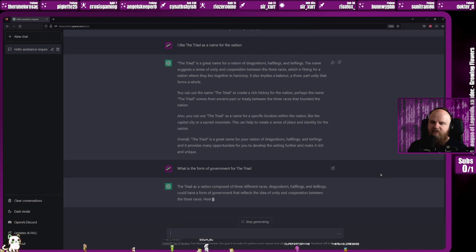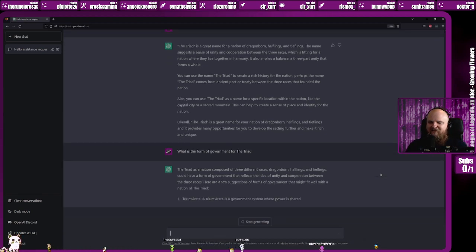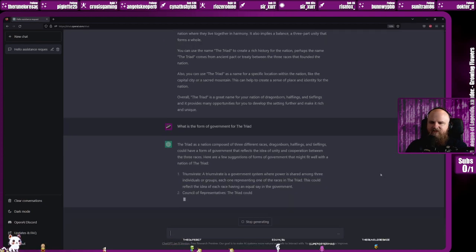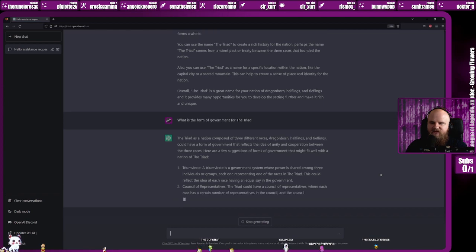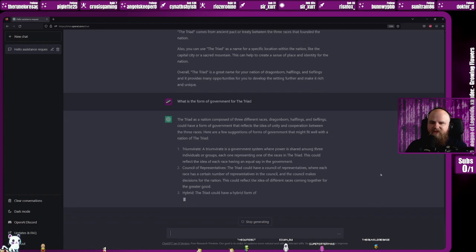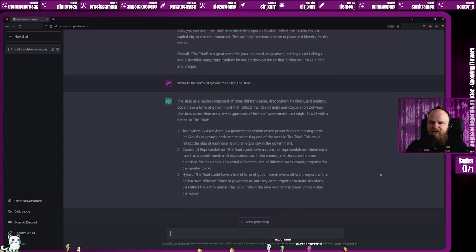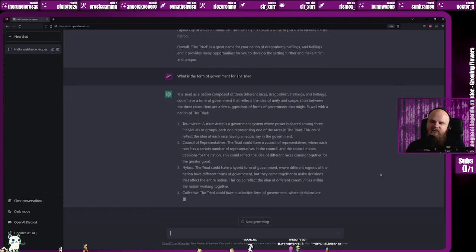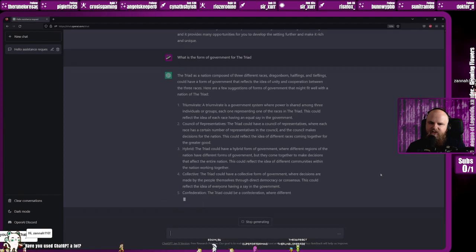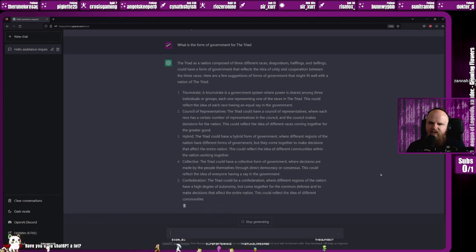The Triad is a nation composed of 3 different races. Oh, interesting. Could have a form of government that reflects the idea of unity, cooperation. Triumvirate. Government system where power is shared among 3 individuals or groups. Yeah. Each one representing one of the races in the Triad. This could reflect the idea of each race having an equal say in the government. Council of representatives. Each race has a certain number of representatives. Different races coming together. Hybrid?